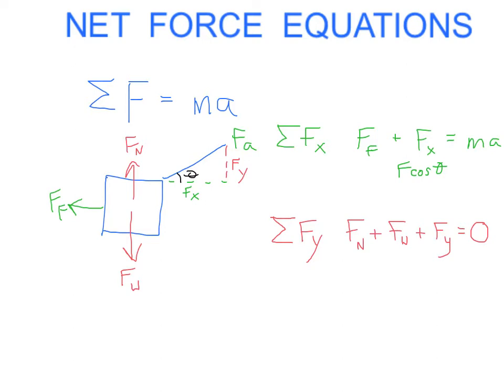Now, if there was no friction, then that would not have been part of that equation. If there was no motion, that would have been set equal to 0. That's what dictates what goes into these net force equations. That's why I never could just give you the equations. It depends on the situation. It's all about you translating what's going on in this diagram into these net force equations.